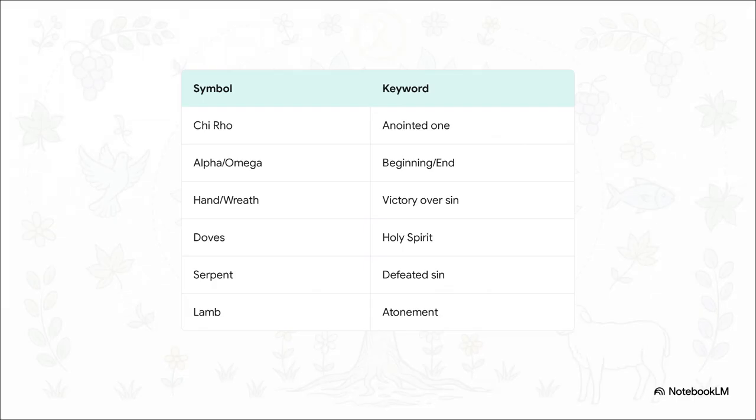Listen out, because this right here is your ultimate visual cheat sheet. Take a screenshot of this table right now. When the exam asks about the Chi-Rho, you confidently write Anointed One. Alpha and Omega, beginning and end. The hand with the wreath signifies victory over sin. The doves on the cross mean the Holy Spirit and the apostles. The serpent at the base proves Jesus defeated sin as the new Adam. And the lamb at the bottom, that is all about atonement and sacrifice. Nailing this specific vocabulary is your absolute roadmap to a top grade on this topic.